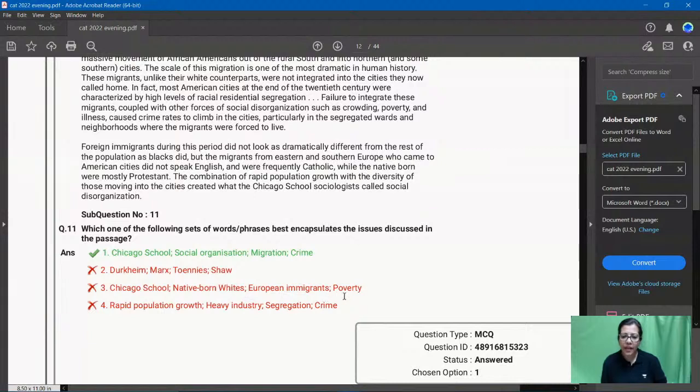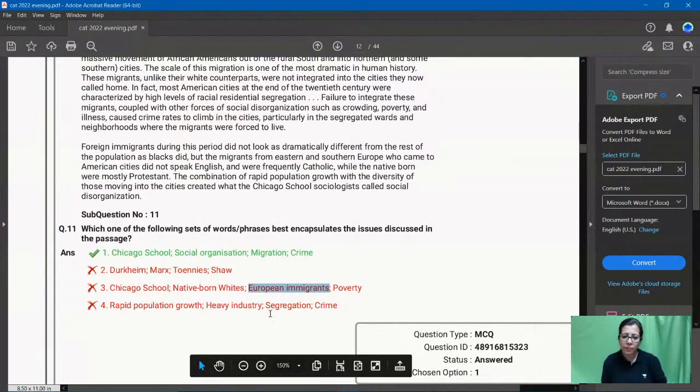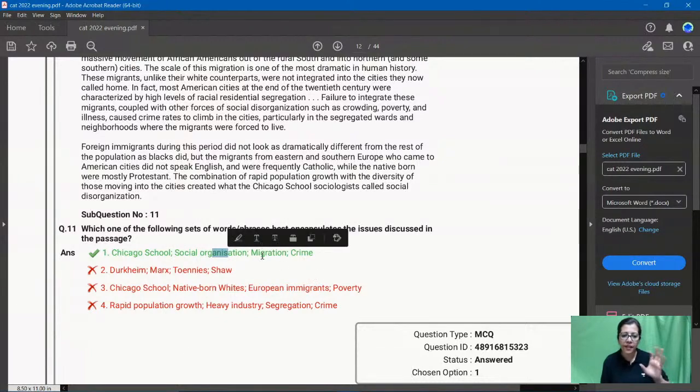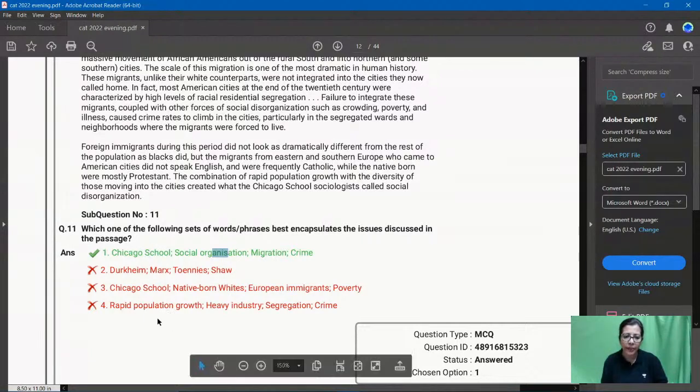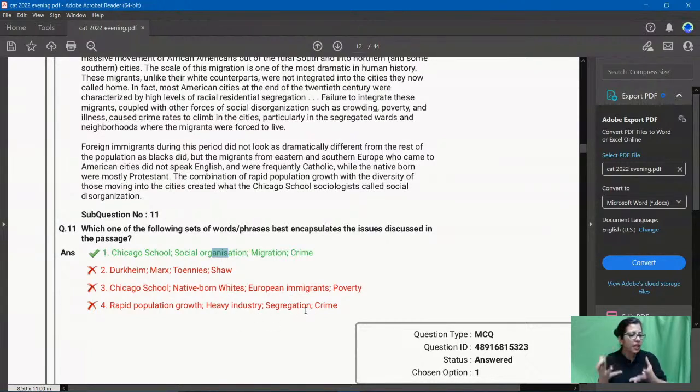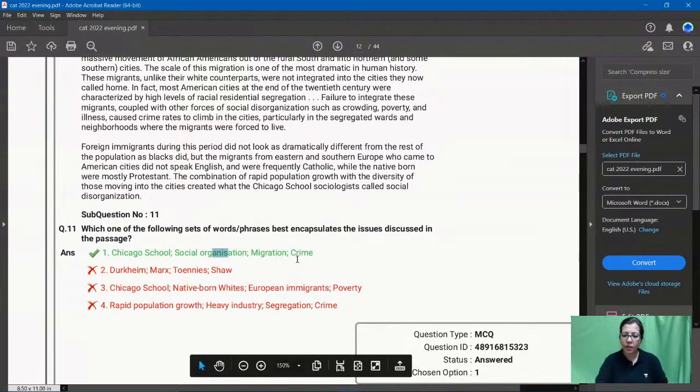शिकागो स्कूल, नेटिव बॉर्न वाइट्स, immigrants is the only good word over here. Poverty is out. Option 3 is out. I'm left with 1 and 4. 1 and 4 में आप check करो. Social organization and crime, both the phrases are there in option 1. That is why 1 is the answer. And Chicago school का एक particular study लेकर के बोला गया है पूरे passage में. So option 4 gets eliminated because इसमें segregation, heavy industry, crime ठीक है, but social organization, the hero, is missing. That's why question number 11 was easy and option 1 was the answer.